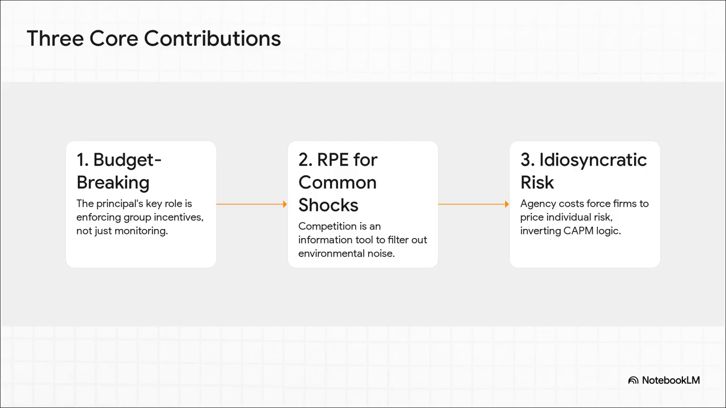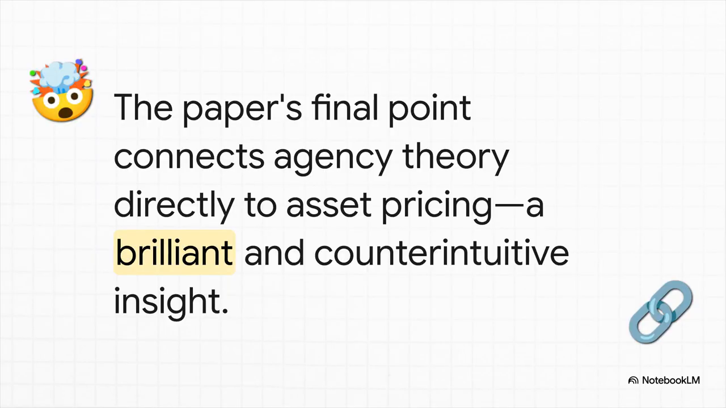And number 3, and this one is the real kicker, agency costs actually flip the standard logic of asset pricing on its head. Let's dig into that last one because it's a showstopper. Seriously, let's just spend another minute on that last point, because it connects everything we've talked about in agency theory directly to corporate finance and asset pricing. This is the kind of insight that really shows you understand the paper on a deep level.